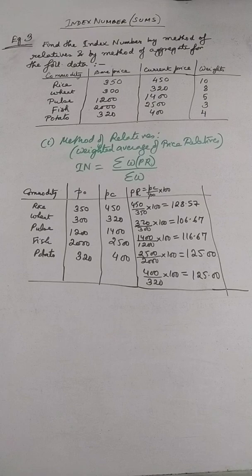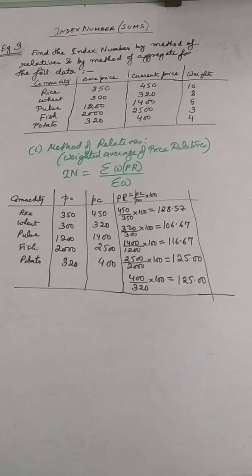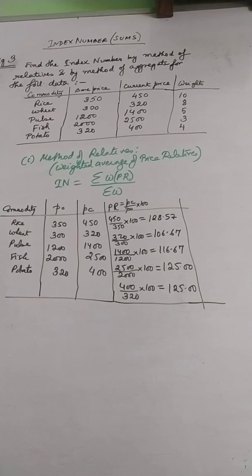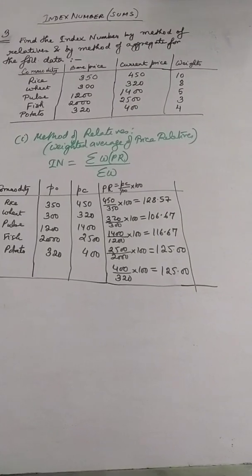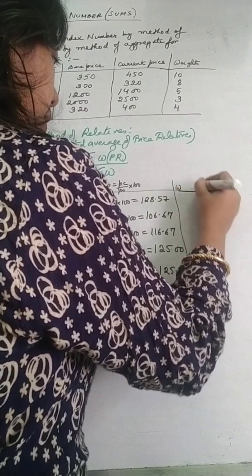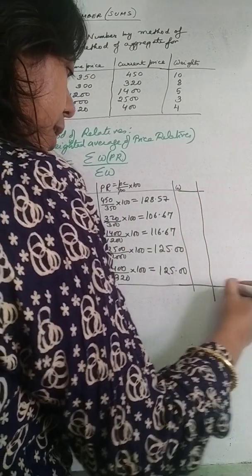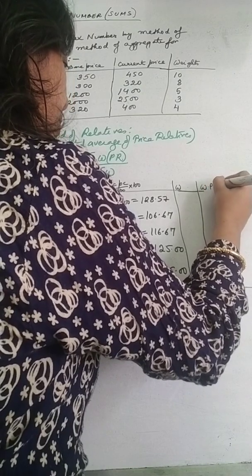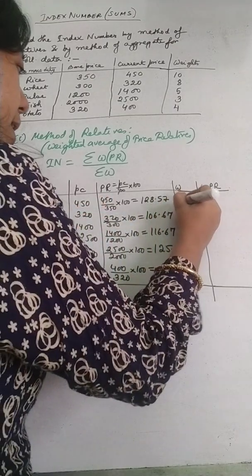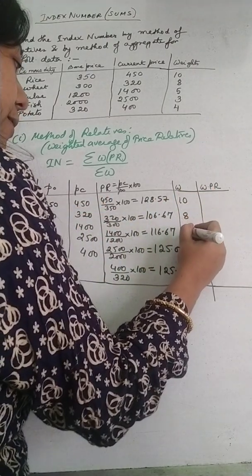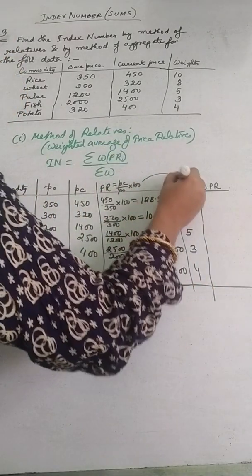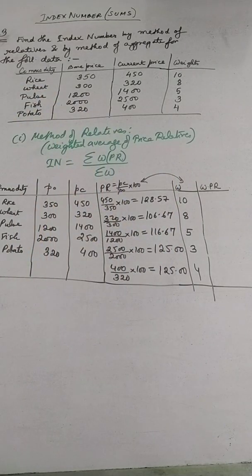We are doing the weighted method, so we will need a W column and a WPR column. Let us copy down the W column that is given in the question, and another column for W into PR. Can you see? Yes. W values are 10, 8, 5, 3, 4. So WPR will mean multiplication between this and this, isn't it?